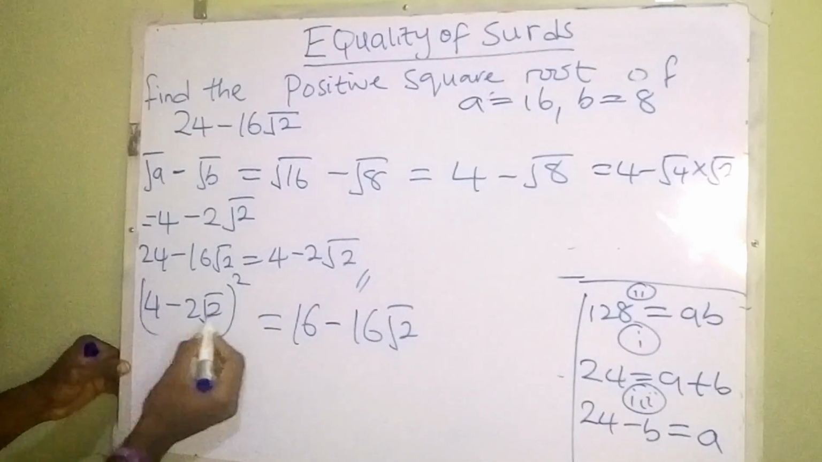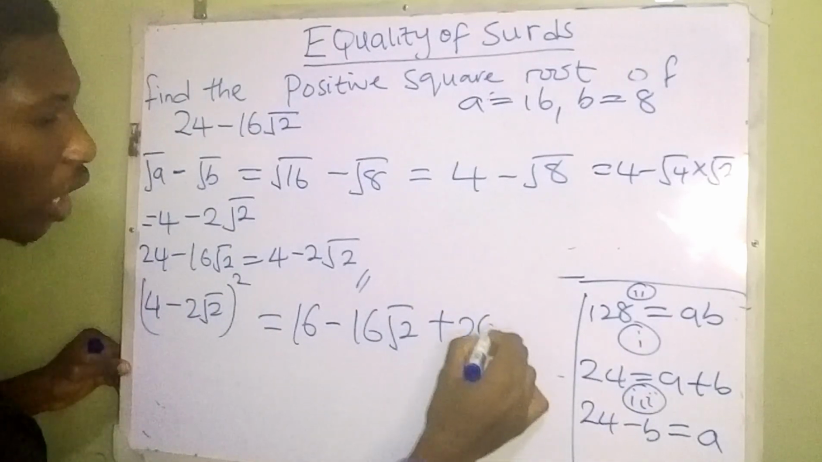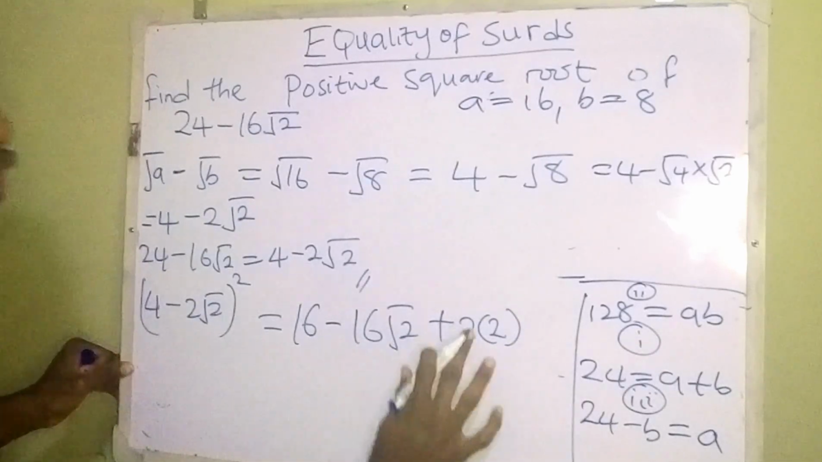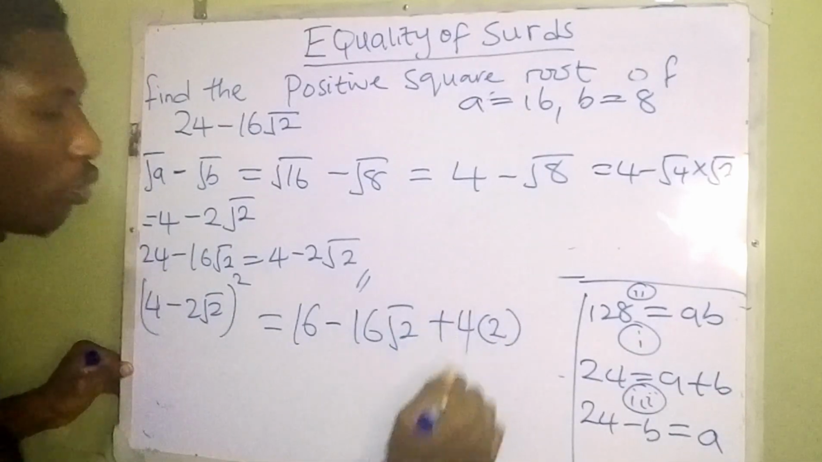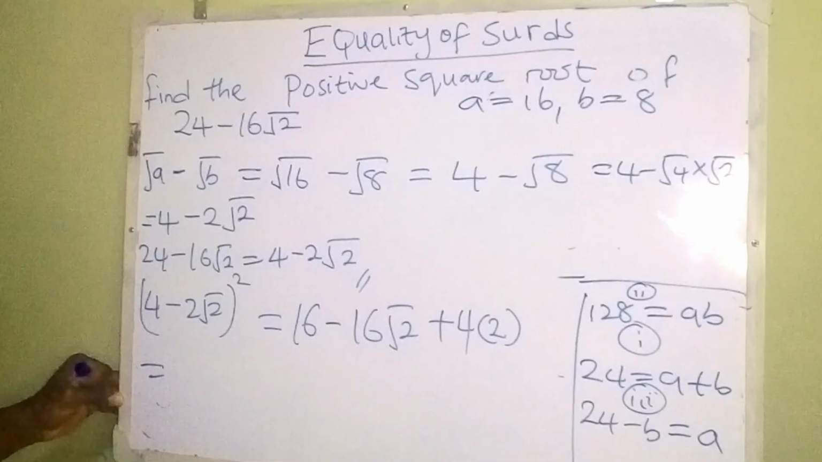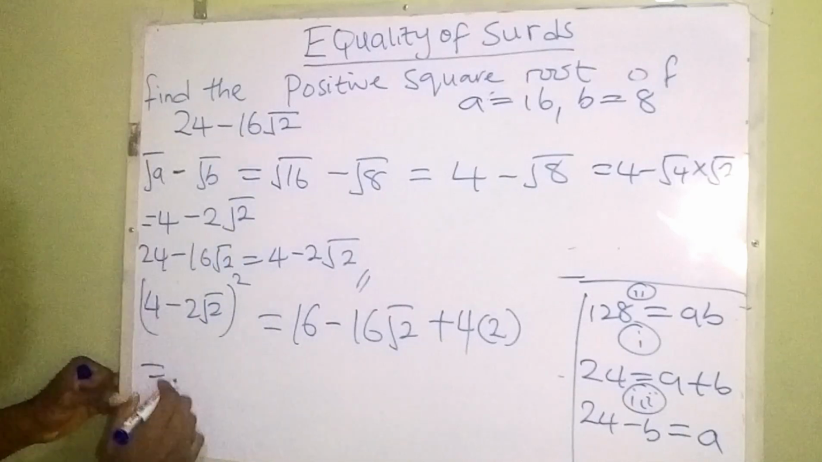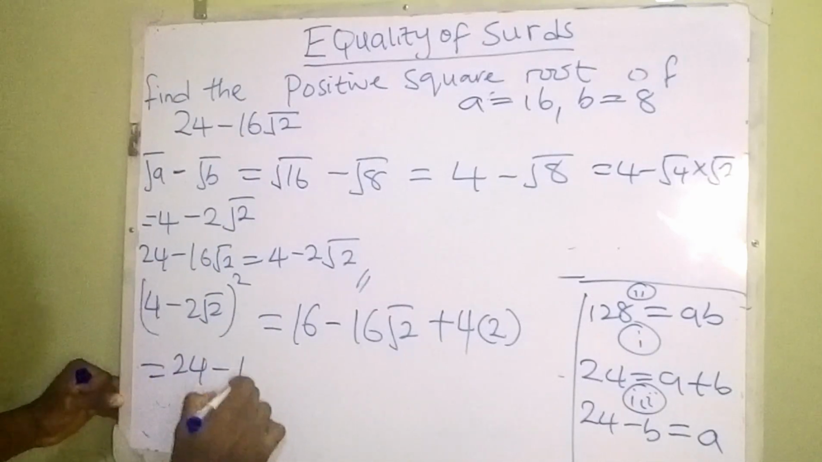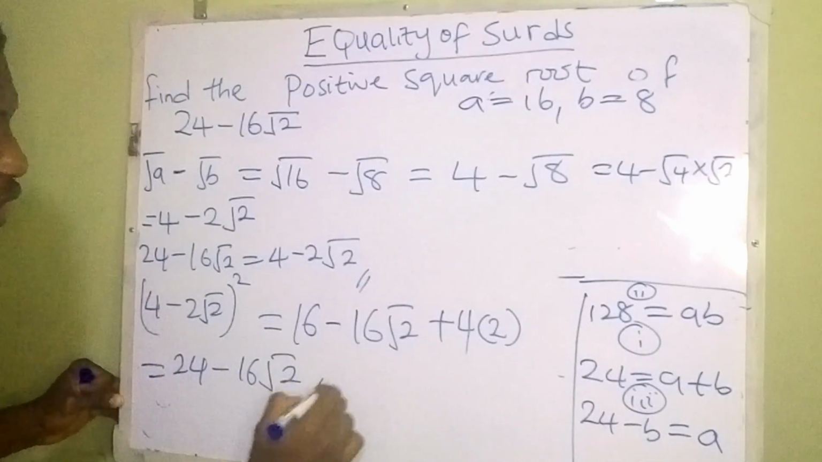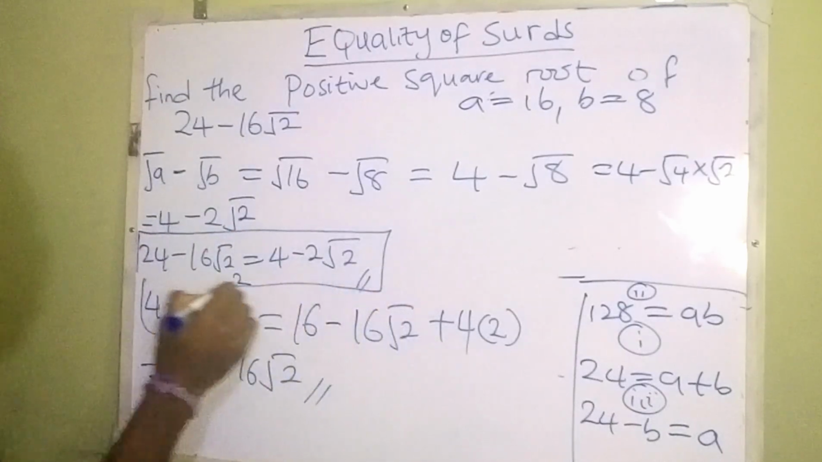And 2 square root of 2 all squared will give me positive 4 bracket 2. So my final answer will be 4 times 2, which is 8. So 16 plus 8 will give me 24. So 24 minus 16 square root of 2. And you can see they are the same. But don't forget, this is your final answer.